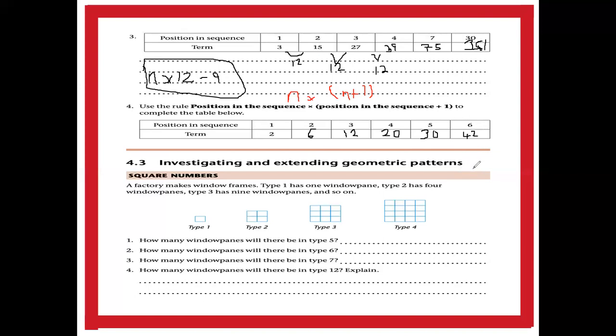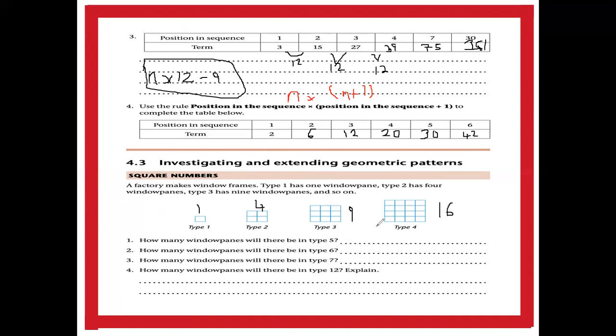There we go. Investigating and extending geometric patterns, square numbers. A factory makes window frames. Type 1 has 1 window pane. Type 2 has 4 window panes. Type 3 has 9 window panes, and so on. So we have 1, 4, 9, 16. How many window panes are there in type 25?